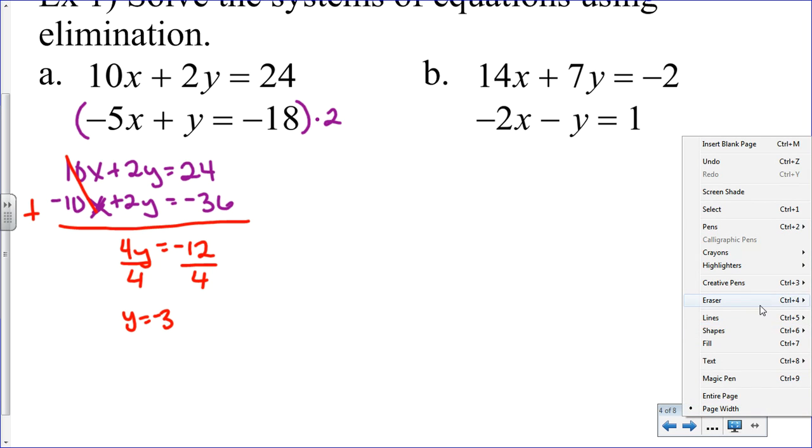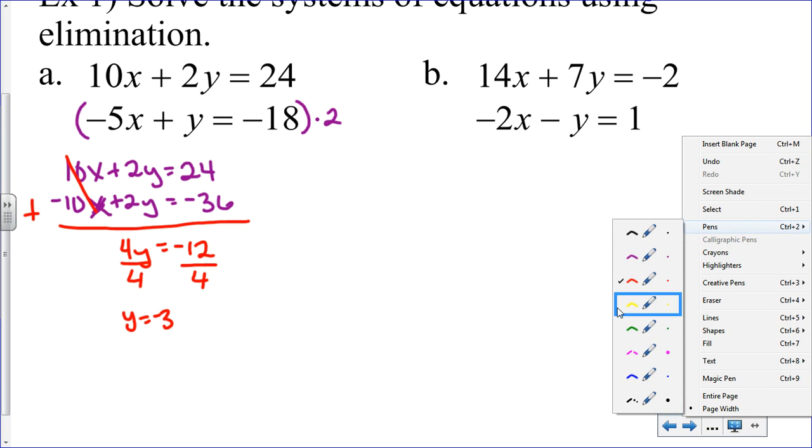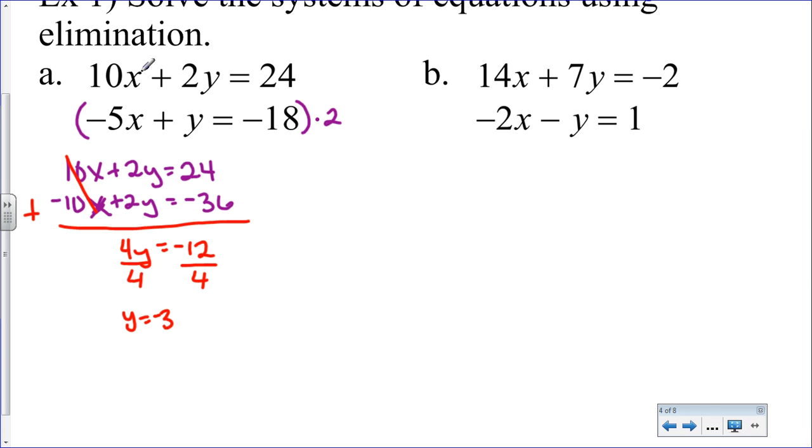Now remember, we have to have a point for our solution. We have to have an x and a y. So right now I just have a y. I'm going to go back to one of my original equations up here, and I'm going to plug negative 3 in for my y. And I'm just going to go ahead and plug in the first one. So I have 10x plus 2 times negative 3 equals 24.